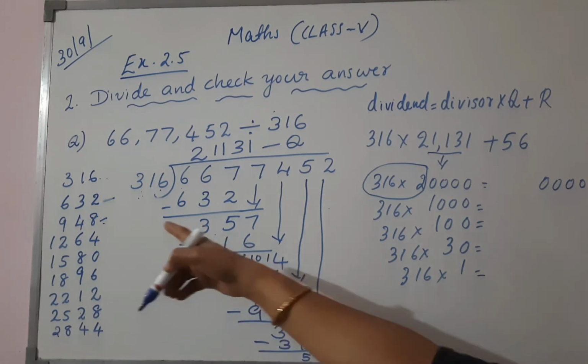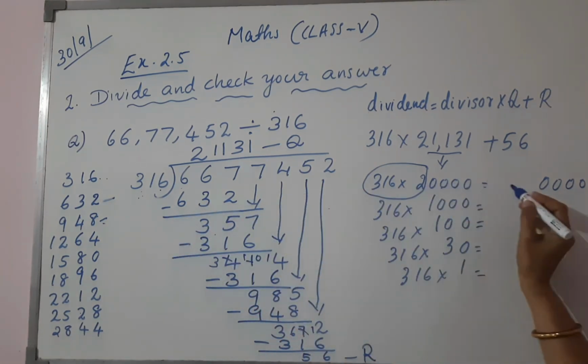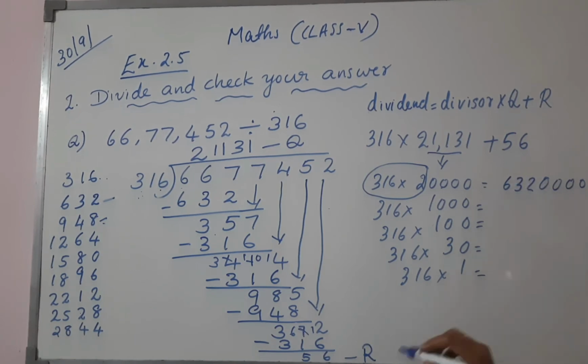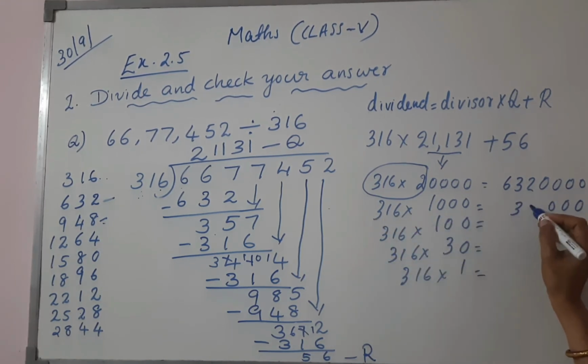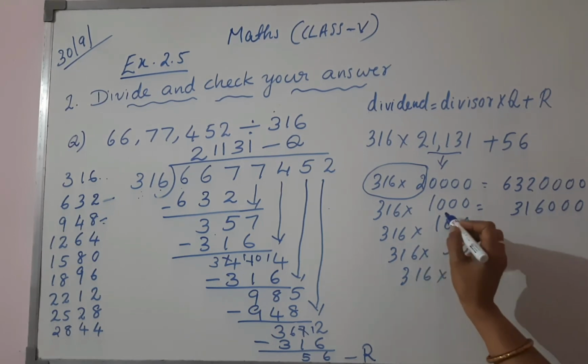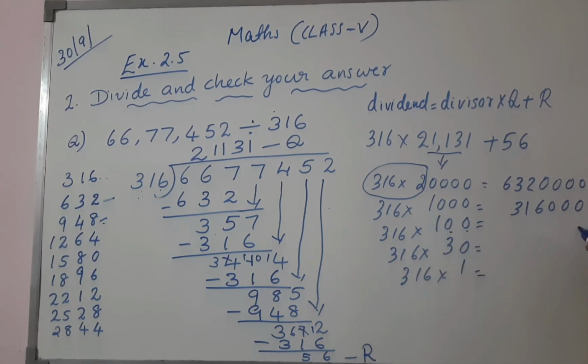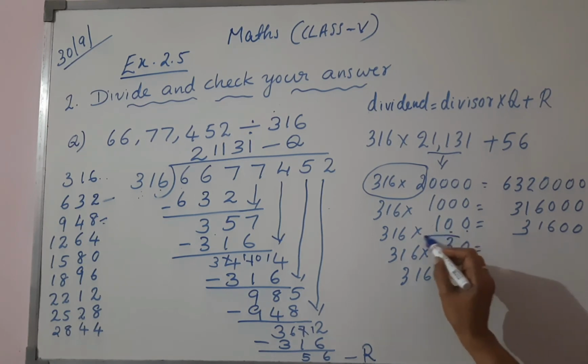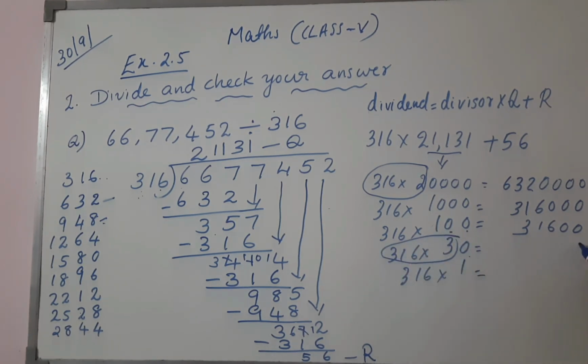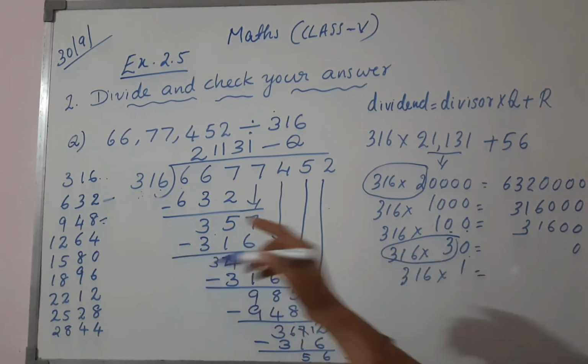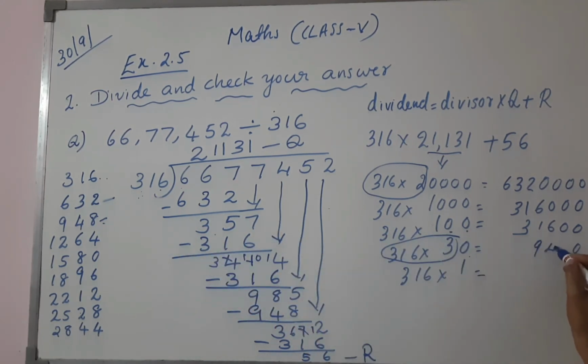316 into 2. Already 632. The table I have written there, 632. So I am writing that number here. 316 into 1. How many zeros are there? 3 zeros. Write down those 3 zeros. 316 into 1 is equal to 316. Again 316 into 1. How many zeros are there? 2 zeros. So 316. Correct. Arrange in order. Next 316 into 3. How many zeros here? 1 zero. Write that 0. 316 into 3, what we got? 948. The table is there, so we can write the answer directly.